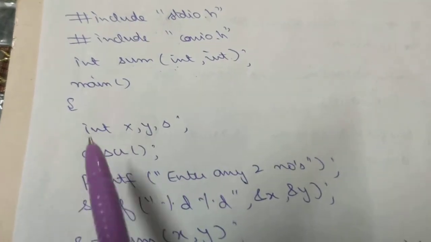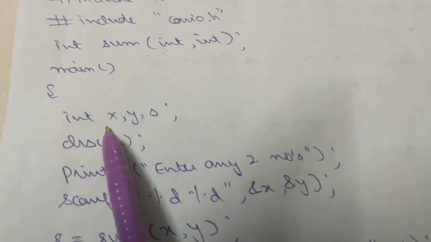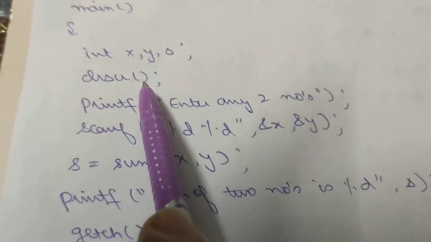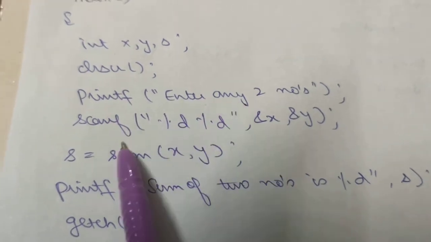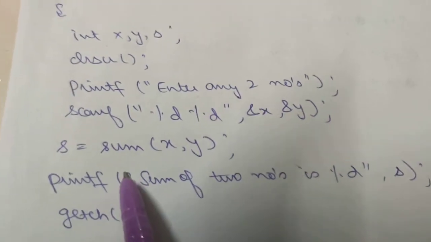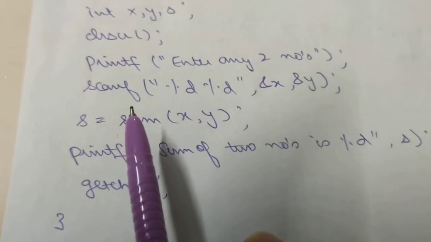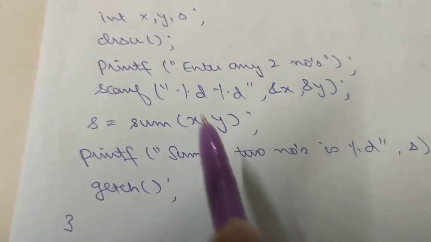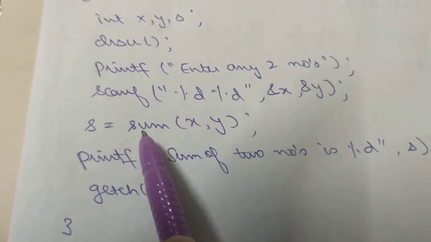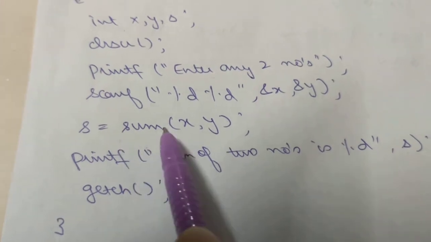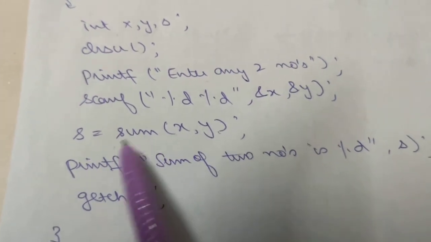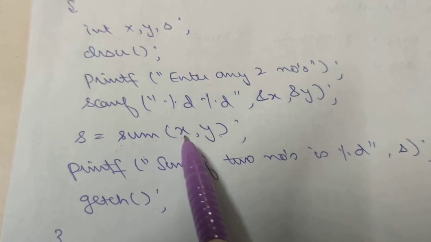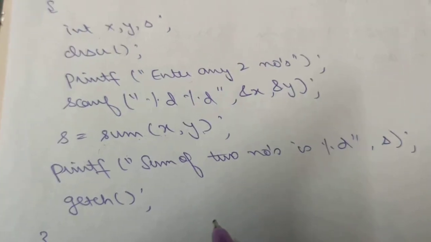So here it is main. We declare three variables x comma y comma s. Then there is clear screen. Then we input the two numbers x and y. So look at this statement, s is equal to sum(x, y). In the previous example, in my last lecture, we have simply written sum(x, y). We have called the function sum and passed the values of x and y to the function.